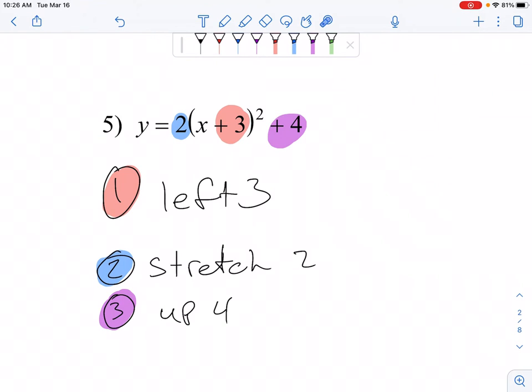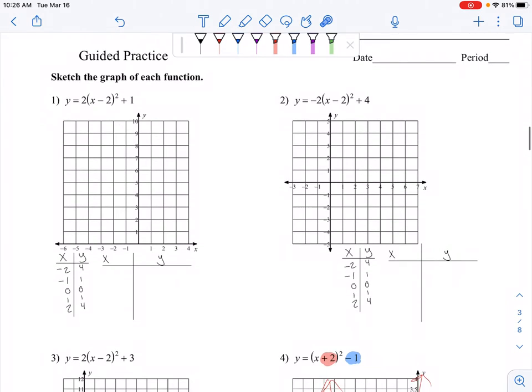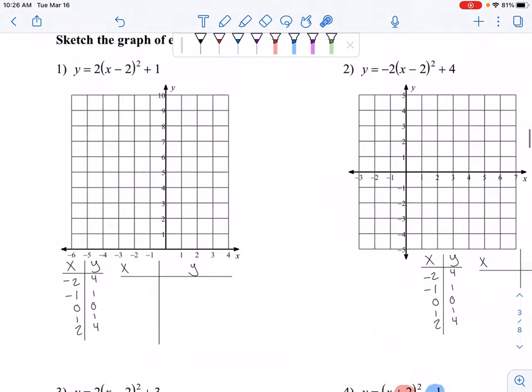So the first step happens to our x values. The second, third, and sometimes fourth, depending on if we have a negative or whatever, everything else happens to our y values. So let's take that information, and in the guided practice, you would have tables here.